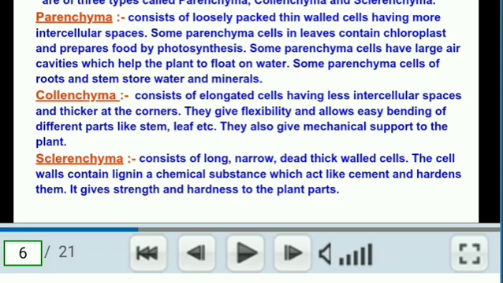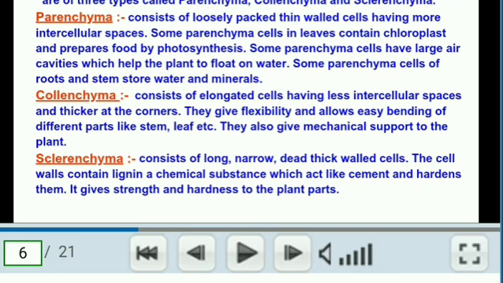As you can see, there are many twigs moving here and there, but they are not breaking. That is due to the presence of collenchyma, which provides flexibility to the plant and allows easy bending of different parts of the stem and leaves. Also, they are responsible for mechanical support. Mechanical support means it helps the plant not to break whenever there is a storm or any other difficulty that comes on the plant.